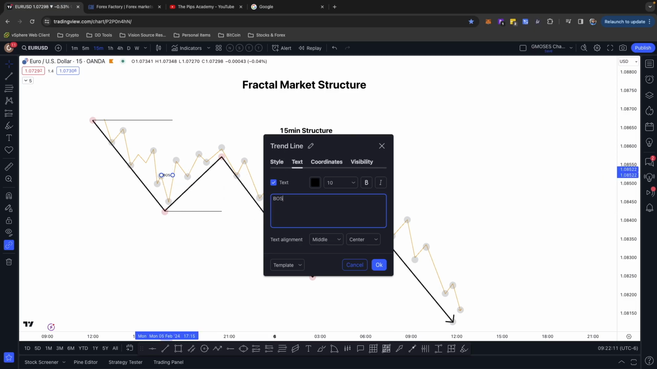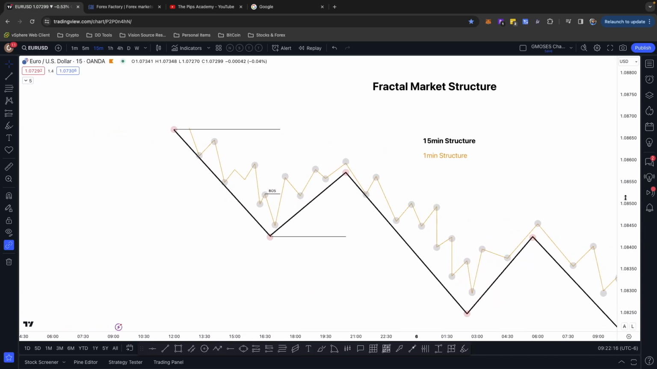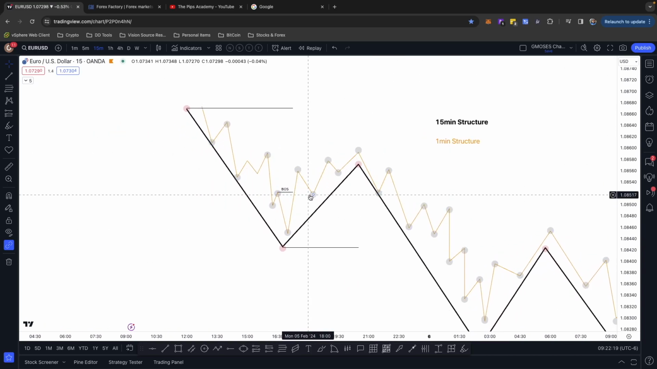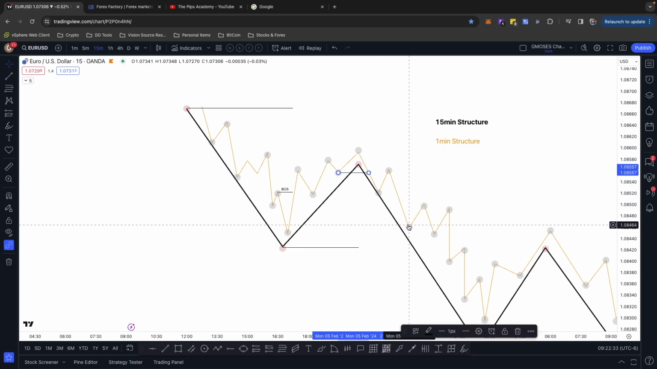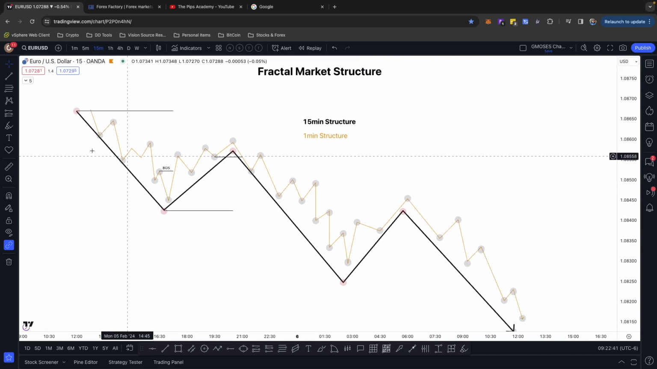Let's zoom in a little bit. We have a break of structure, and we can see that the characteristics of this downtrend has changed to bullish. Now we have another break of structure here, and price decided to change characteristics again. So inside of our external or macro structure, we have smaller structures, which can be broken down into fractals.